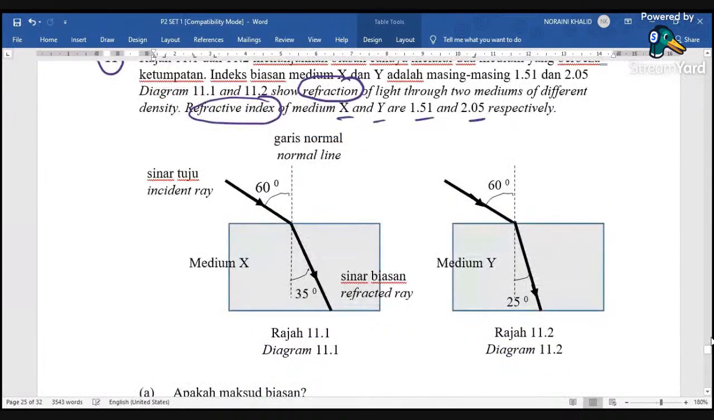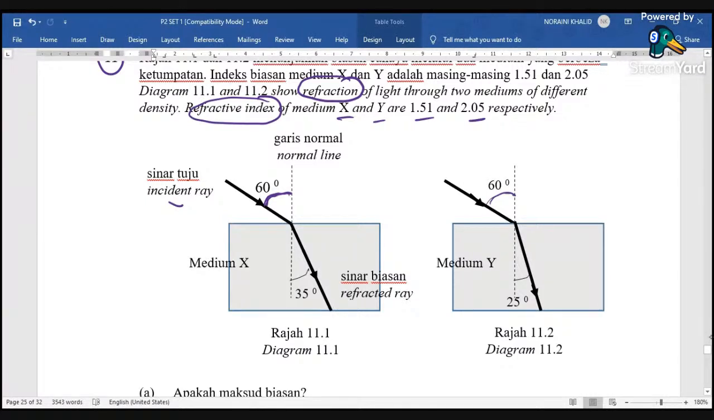Pertama, incident angle yang mana? Okay. So this is the incident ray. Angle of incidence is always measured between the incident ray and the normal line. Okay, yang broken line. So this is the incident angle. For the second diagram, also incident angle, which means they have the same incident angle.